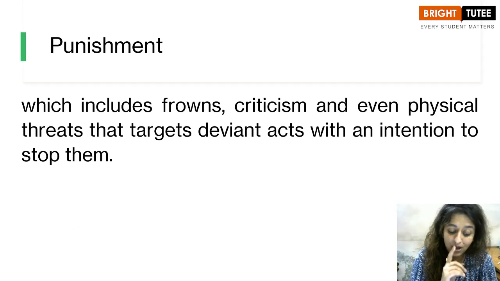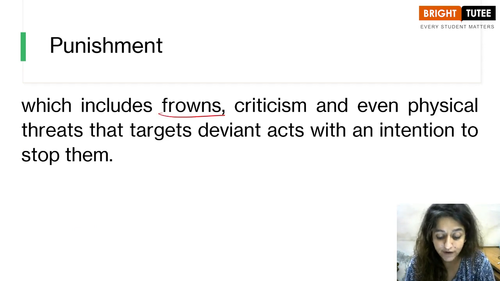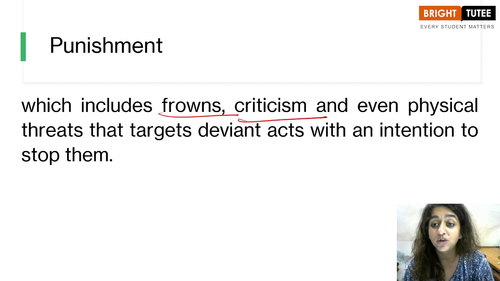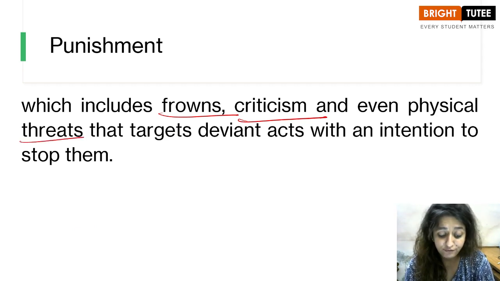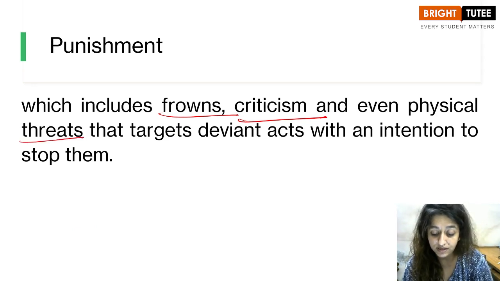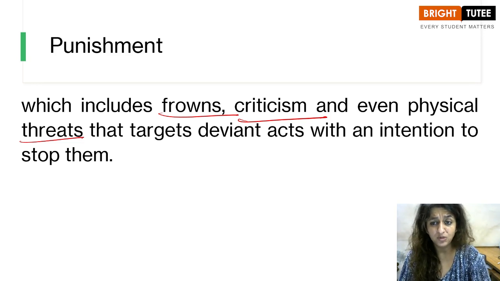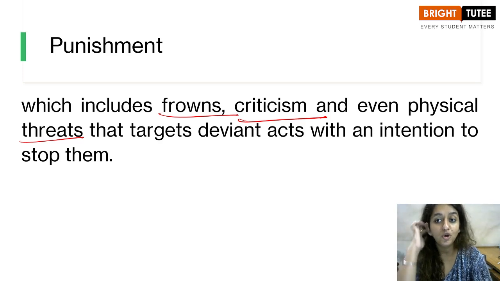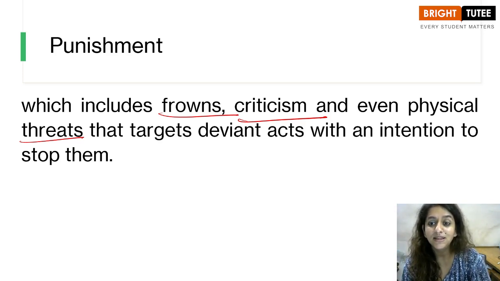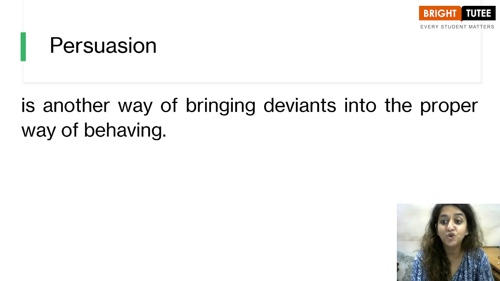The second one is punishment, which includes frowns, criticisms, and even physical threats that target deviant acts with the intention to stop them. You were shown frowns, you were criticized for doing something, and you were even physically threatened when there was something that was a deviance from the society that you practice.